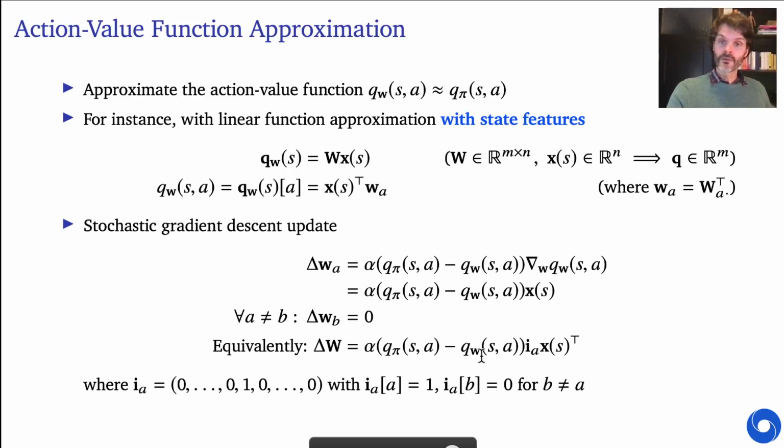Equivalently, we can write this down as follows, where I here is an indicator vector that indicates the action. So it's a one-hot vector that has as many elements as there are actions. Only the element corresponding to the action that we've just selected has a value of 1, and all of the other elements have a value of 0. Then we take the outer product with the state features, and this will give us the update to our parameters. Now this might look a little bit complicated.